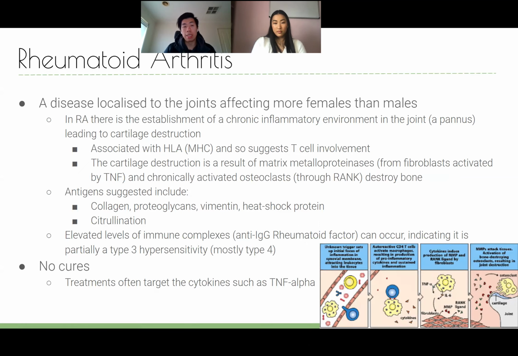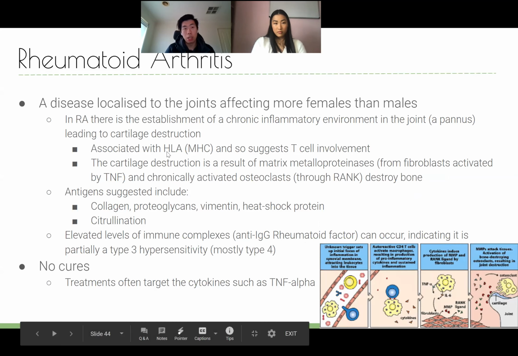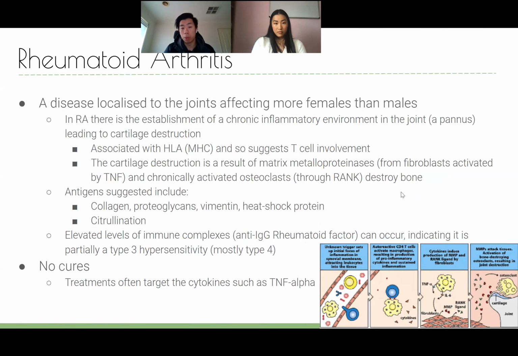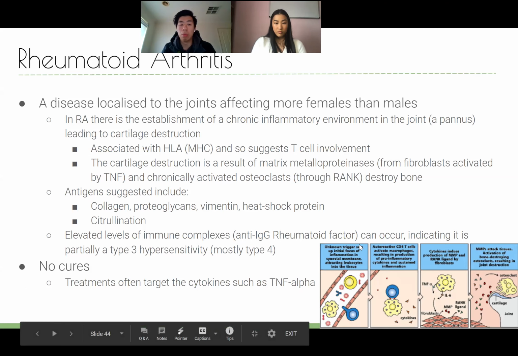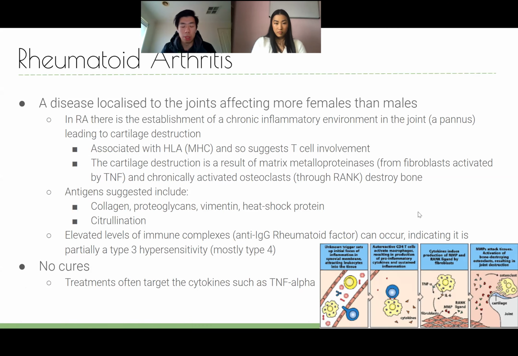Rheumatoid arthritis is a disease localized to joints that will affect females more than males. Effectively, there's an establishment of a chronic inflammatory environment in the joint, with a pannus leading to cartilage destruction. This is associated with HLA, not B27, so like a DQ something, and also has T cell involvement. These will activate matrix metalloproteinases and will chronically activate RANK, one of those things in your bone we talked about last time, which destroys bone. Basically, there's no cure, but you can treat the immune response and downgrade it. But that's effectively what rheumatoid arthritis is.